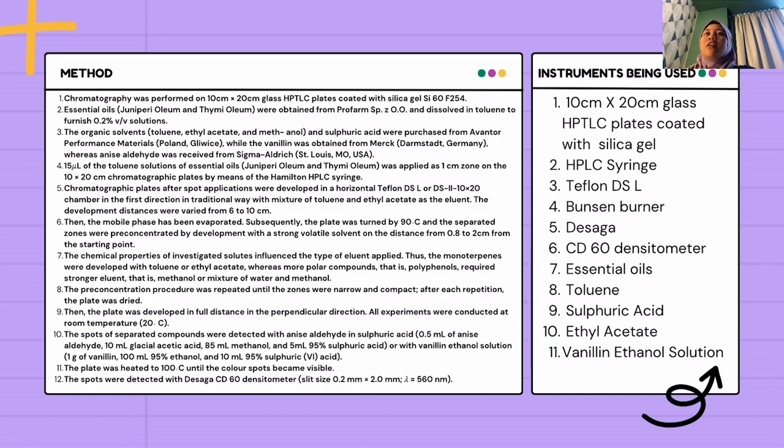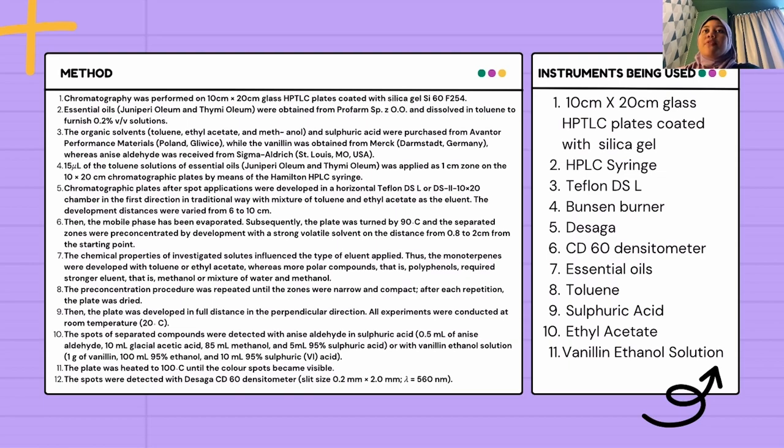Then essential oils from juniper and thyme were obtained from Profam and dissolved in toluene to furnish 0.2% solutions. Next, the organic solvents such as toluene and sulfuric acid were purchased from Avantor Performance Materials, while the vanillin was obtained from MERCK, whereas anise aldehyde was received from Sigma Aldrich.